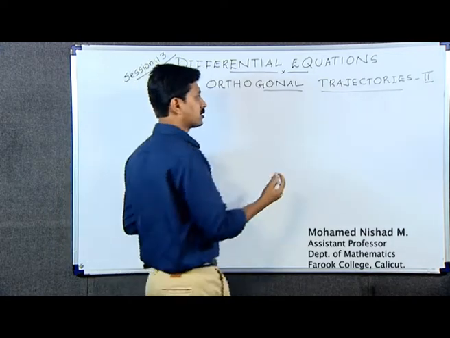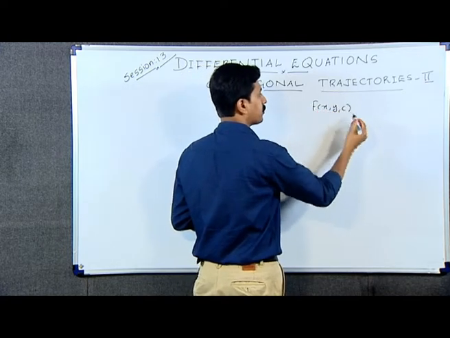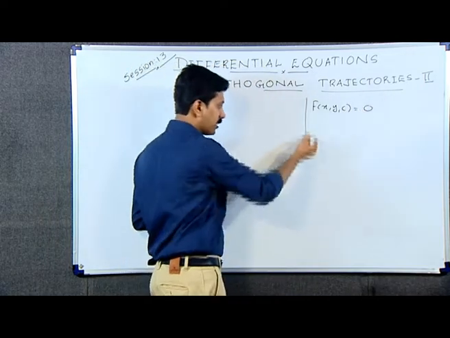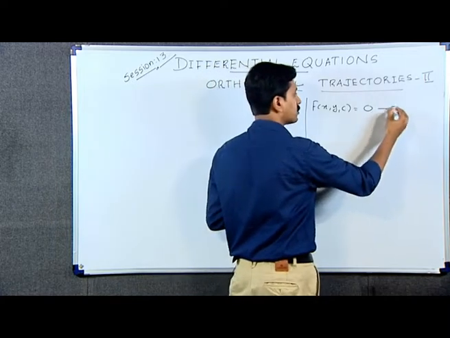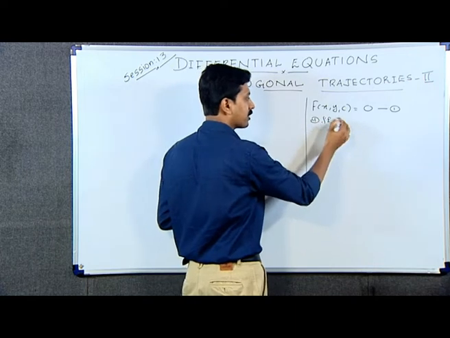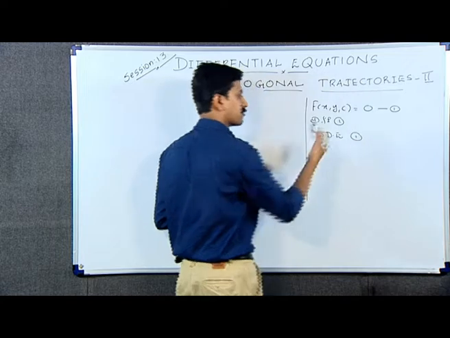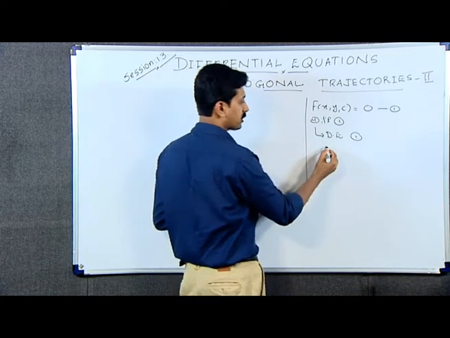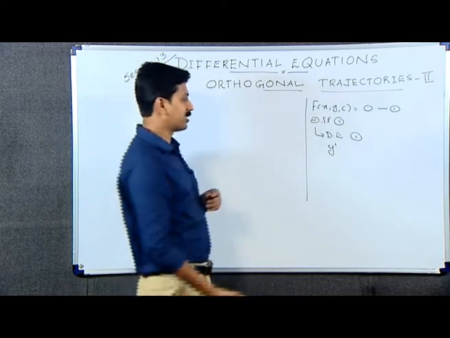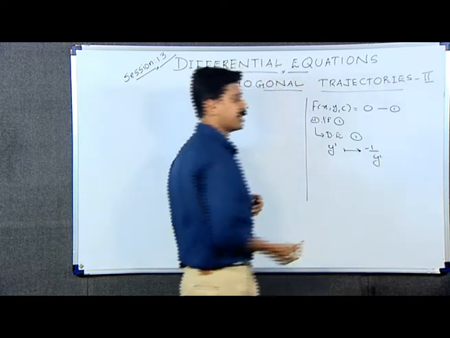We know that the orthogonal trajectories are the family of curves which are orthogonal, or perpendicular, to the family of curves f(x, y, c) = 0. We treat this as equation number 1. We differentiate 1 and get a differential equation corresponding to 1. That is a first order differential equation in which y dash appears, and on that differential equation we replace y dash by minus 1 by y dash.